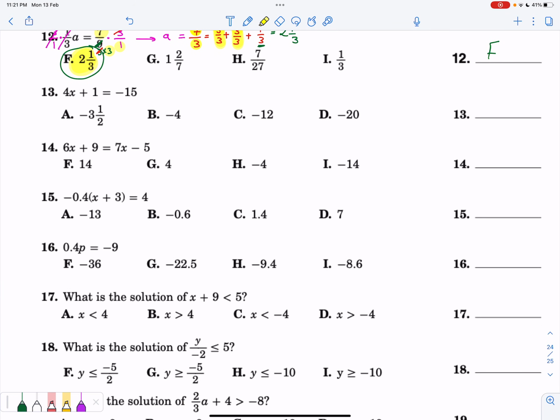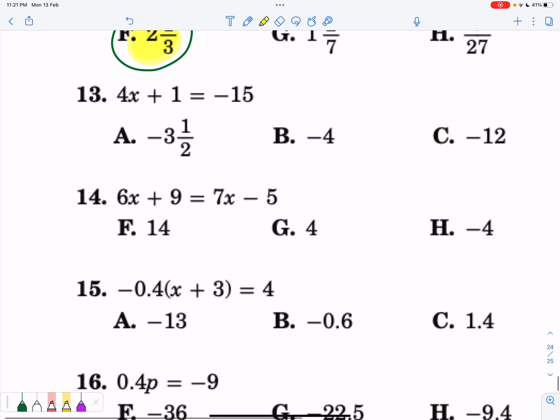Now, question 13. 4x plus 1 equals negative 15. Here you have a two step equation. So to solve that, you need to first undo the addition and subtraction. So you need to minus the 1 from both sides here, because it is added, you will minus the 1. So here you just have 4x equals negative 16. Negative 15 minus 1, these are same sign. So same sign add, you will get 16. Keep the same sign, so we will keep the negative.